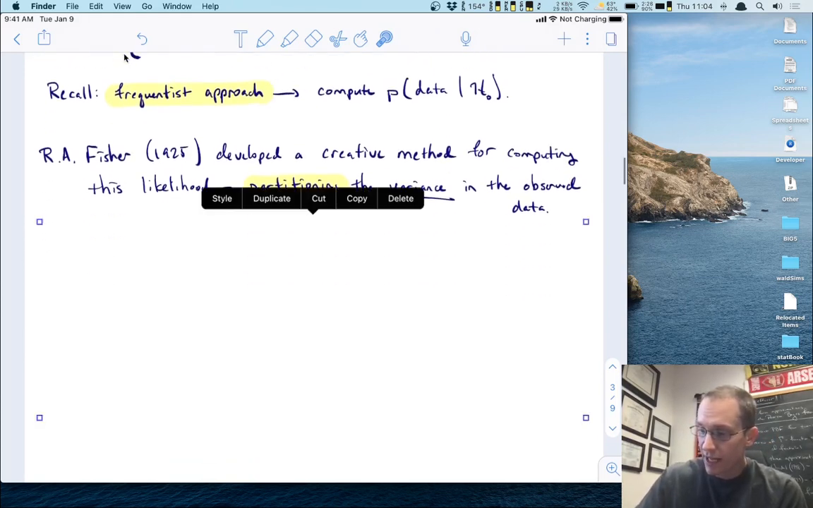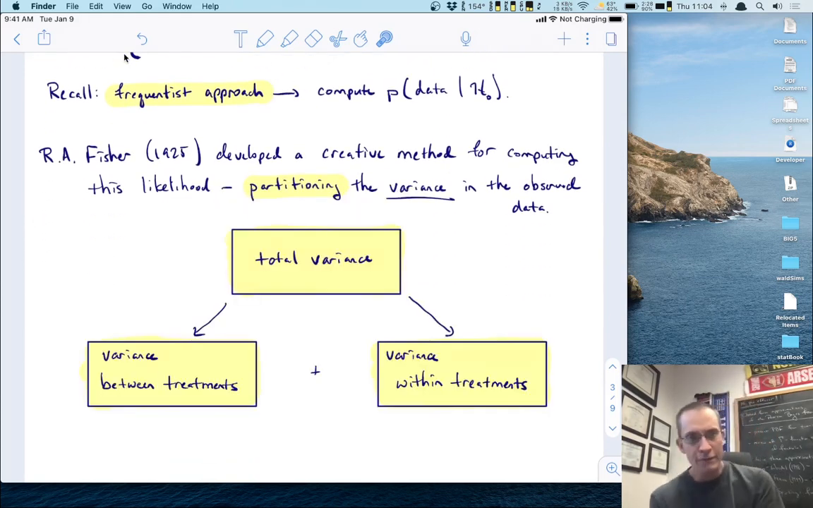Let's draw a picture to indicate what we mean by this. What Fisher figured out, and I'll show you exactly what he figured out in a moment, is that if you take the total variance in, say, those 15 data points, the total variance from the mean overall, then you can actually write that as a sum of two things. You can write it as the variance between the treatment groups and the variance within each of the treatment groups. So it's kind of like you're taking the total variance and splitting it into two components, and their sum will be that total variance. Now, why is this good?